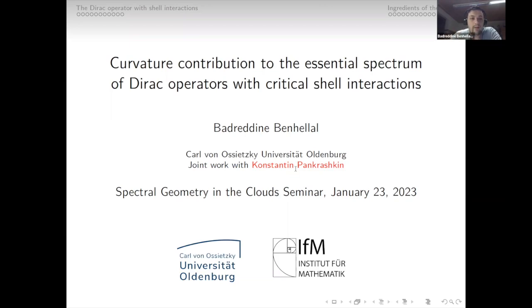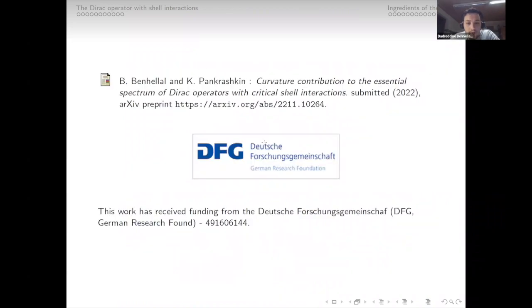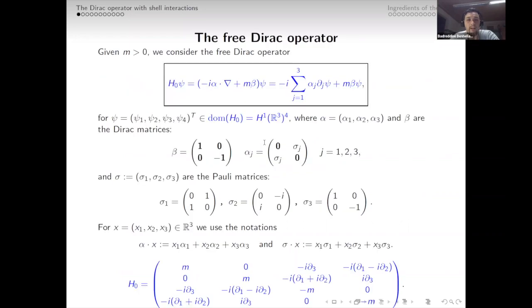As you can see, the title is kind of a summary of the talk. So I'm going to speak about critical shell interactions for the Dirac operator. I will be mainly interested in computing the essential spectrum of this operator. So let's start. Okay, so there we have some acknowledgement for the German Research Foundation.